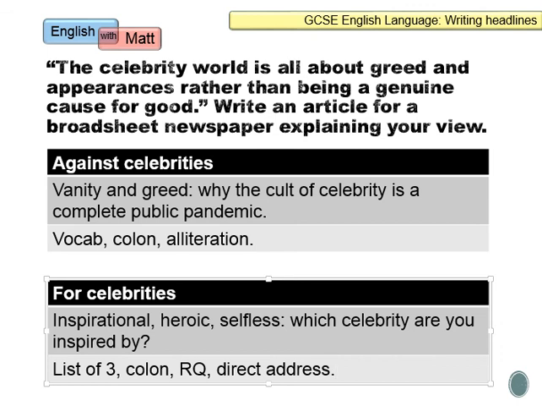So headlines are really important when you're being asked to write an article, because they sum up your viewpoint from the get-go, but it also is a good opportunity to demonstrate language techniques and also punctuation. So hopefully this video will help you if you're going to start your articles in a brilliant fashion.